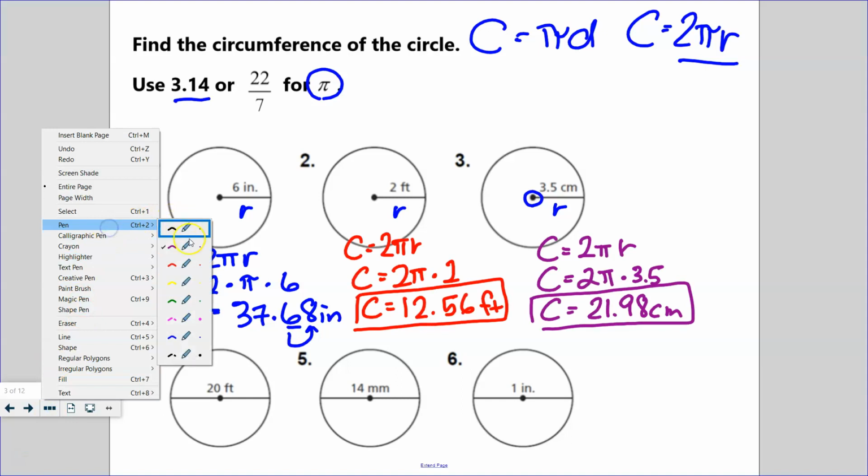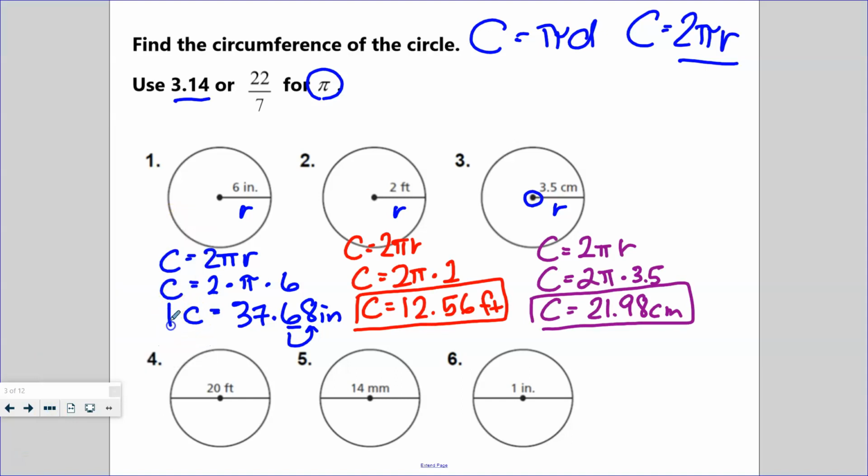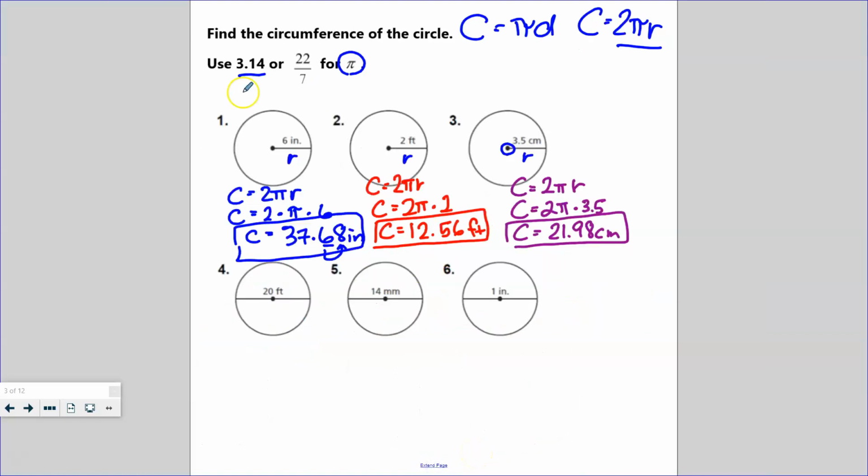All right, so after I did all those, given the radius, I got 37.68 inches. Circumference for this number 2 is 12.56 feet, and then circumference, the distance around the circle, would be 21.98 centimeters. I'm going to go ahead and extend the page so I have some more room to work.